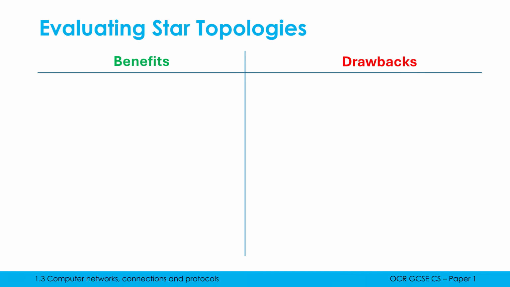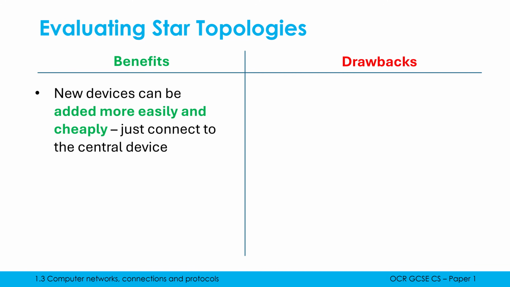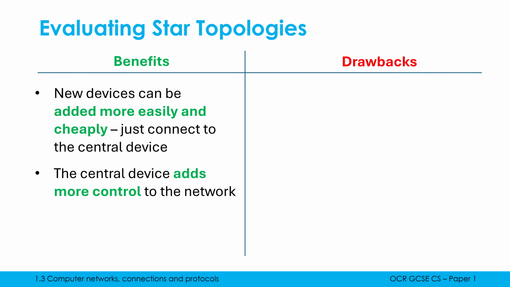And this is why star topologies are a lot more common, especially in a home. We can add new devices a lot more easily and a lot more cheaply. All we need to do is just connect our new device to the central device, either with a wire or wirelessly. We've also got a bit more control of our network via the central device. The central device is able to potentially monitor messages being sent. Because everything has to go through it, it has additional control.